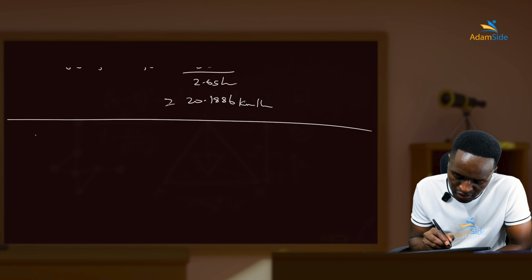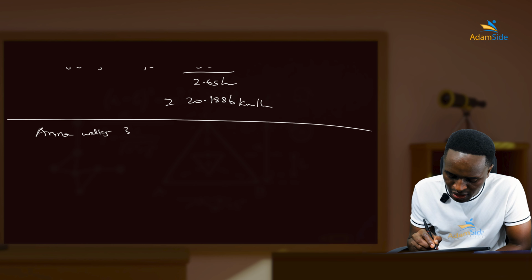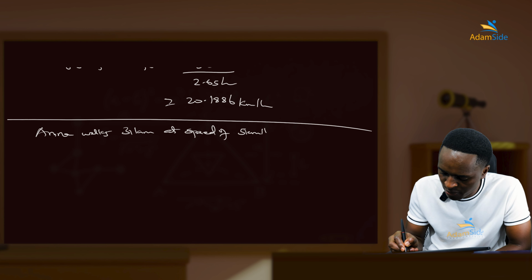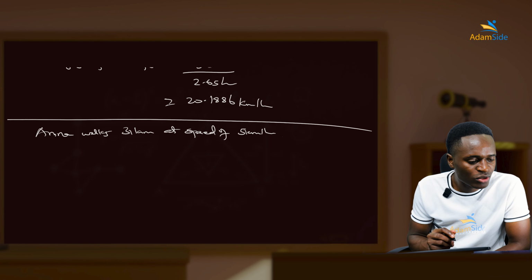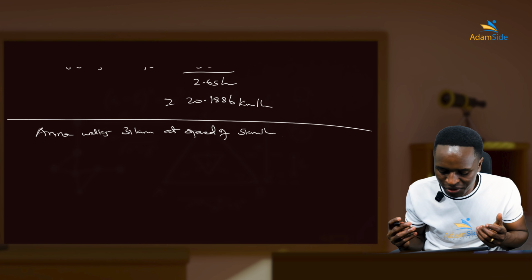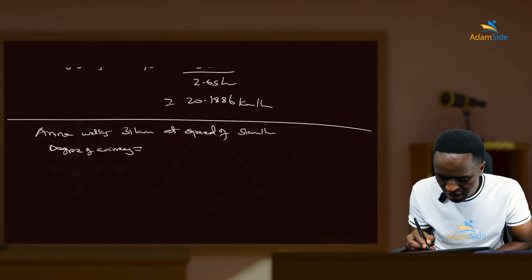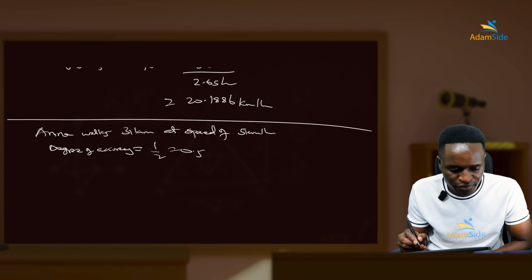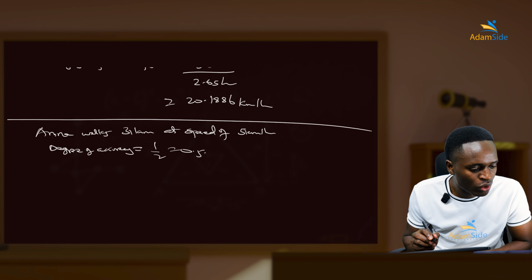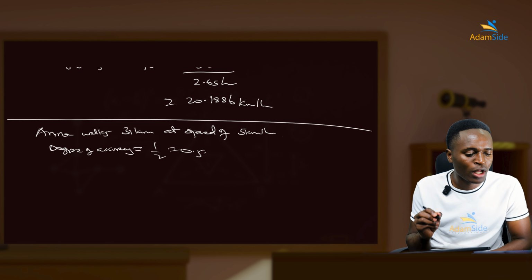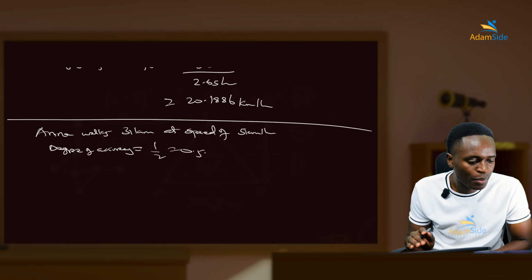Another example: Anna walks 31 kilometers at a speed of 5 kilometers per hour. Both values are correct to the nearest whole number. So our degree of accuracy is the nearest whole number, which means 1 divided by 2, which is 0.5. Work out the upper bound of the time taken for Anna to walk.